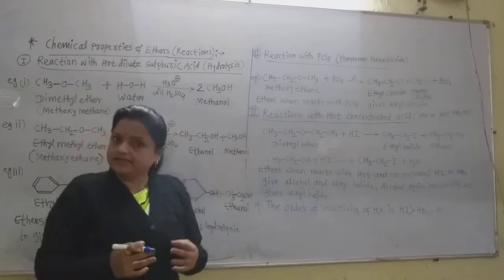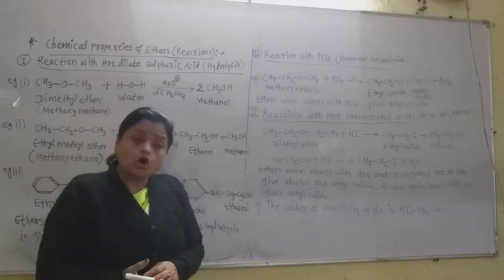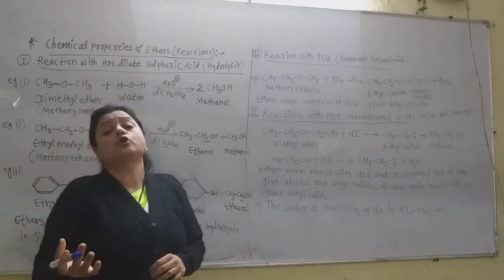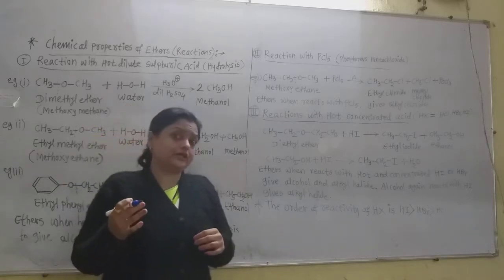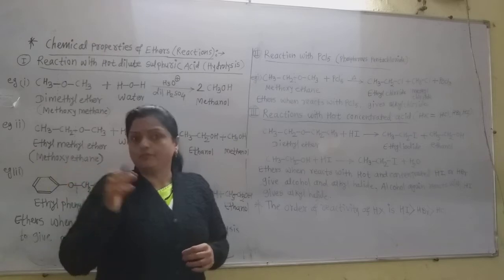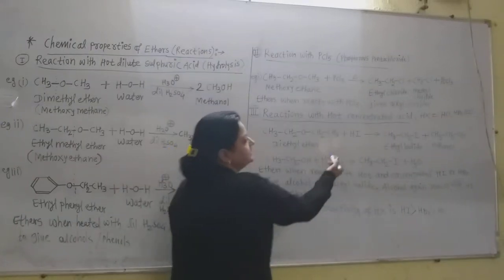That means when ether reacts with hydrogen acids, they give two different products. One is an alkyl halide and the other is an alcohol. But the alcohol obtained again reacts with the hydrogen acid and again gives an alkyl halide molecule. For example, see, this is diethyl ether. It reacts with this HI.